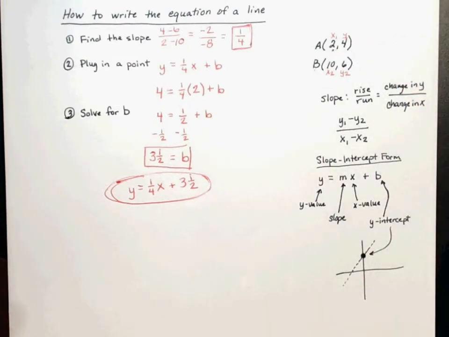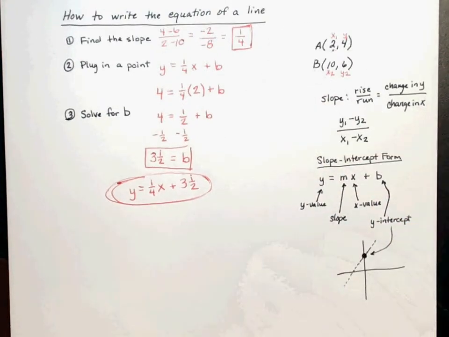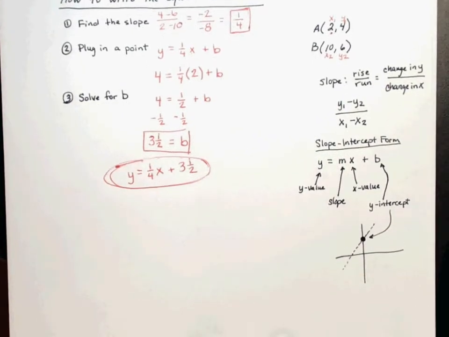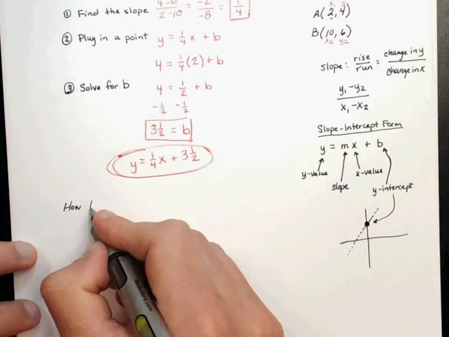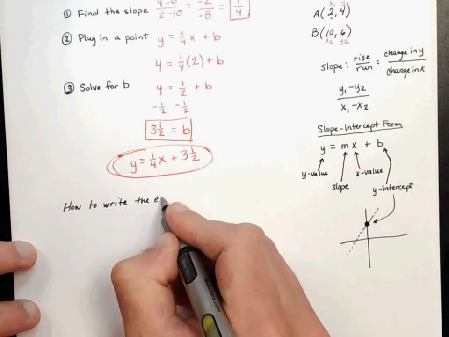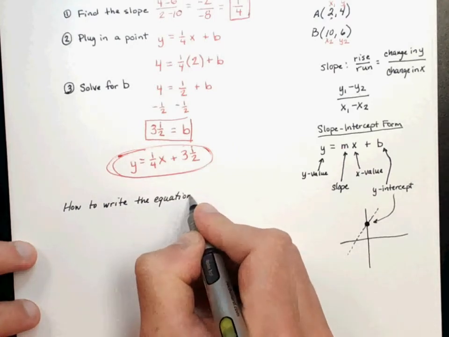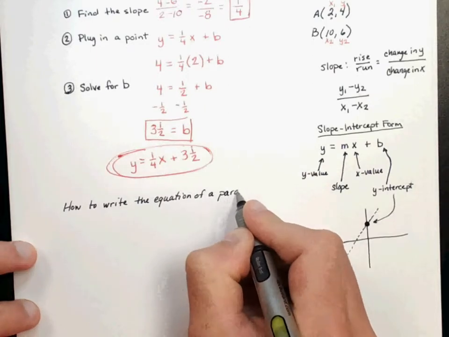Alright? Okay. So that's the first thing that we just learned how to do. And the next few things are closely related. Right, next we're going to talk about how to write the equation of a parallel line.